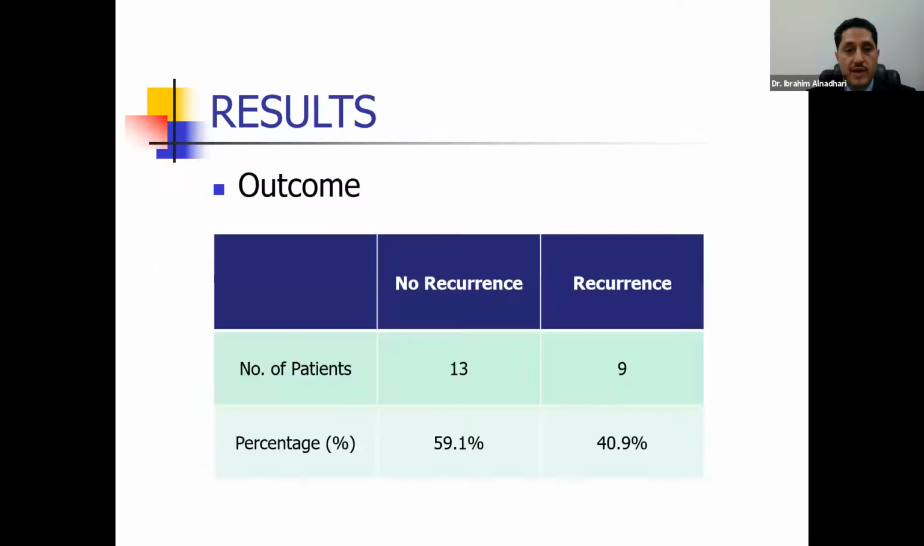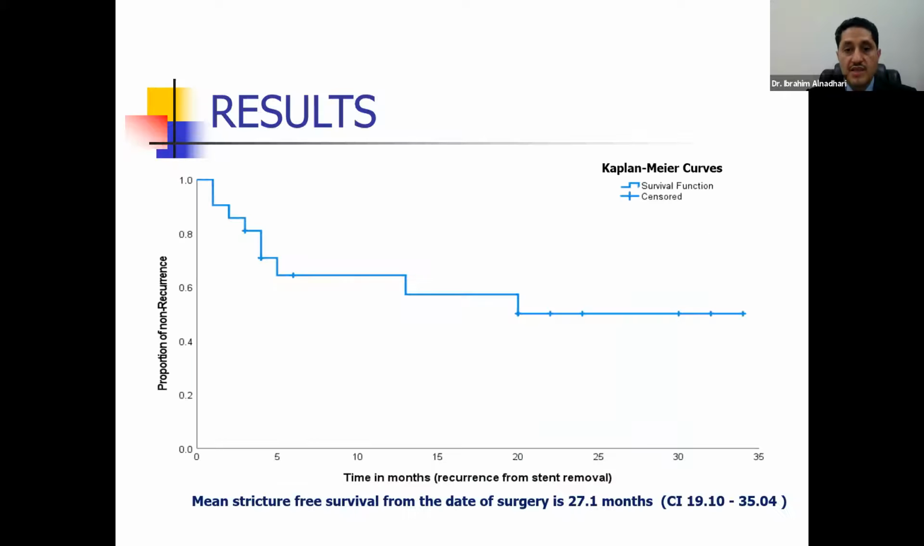So the maximum flow rate, we can see here in this chart that the maximum flow rate in preoperative was 7, then during the stent in situ 23 ml per second, and it maintained a good flow rate during the follow-up period up to 24 months. The outcome, which is the main important for us: out of our cohort, which is 22 patients, 13 of our patients had no recurrence in this mean follow-up of 17 months, with a percentage of 59%.